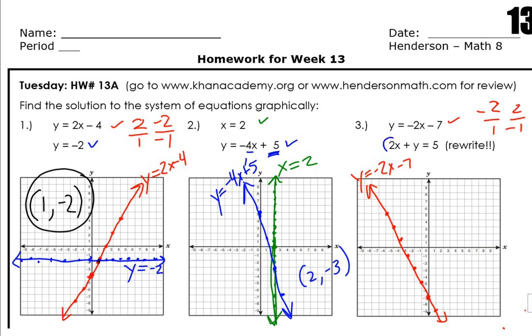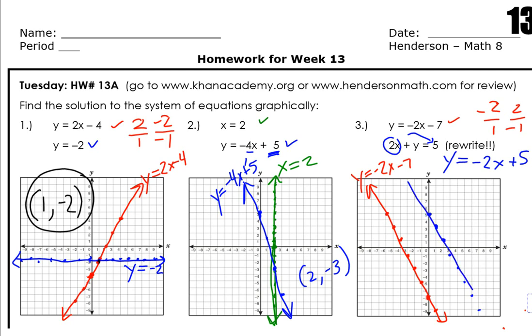So I need to take this 2x and move it to the other side. And remember, if you switch sides, you switch signs. So my new sentence will be y equals negative 2x plus 5. So I start graphing at 5, and I go down 2 over 1, down 2 over 1, etc.